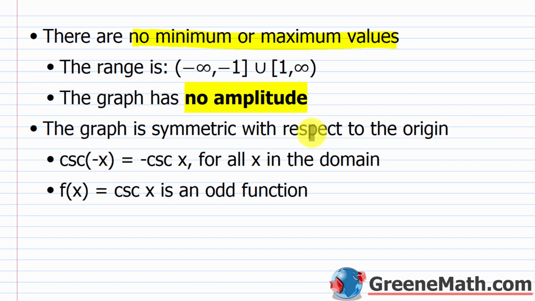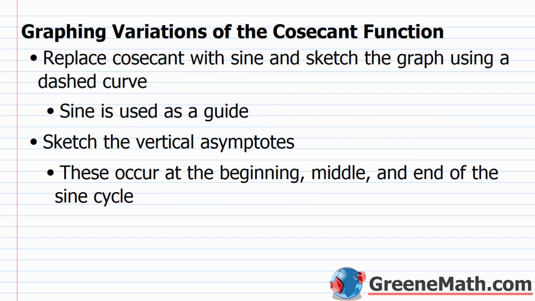Now, the graph is symmetric with respect to the origin. So the cosecant of -x is equal to the negative of the cosecant of x for all x in the domain. So f of x equals the cosecant of x is an odd function, just like the sine function. All right, so now let's talk about graphing variations of the cosecant function.